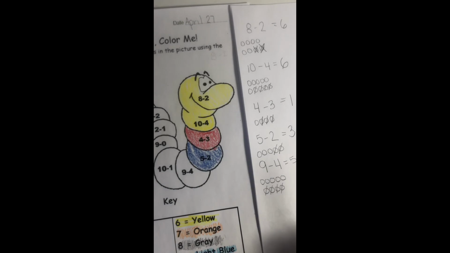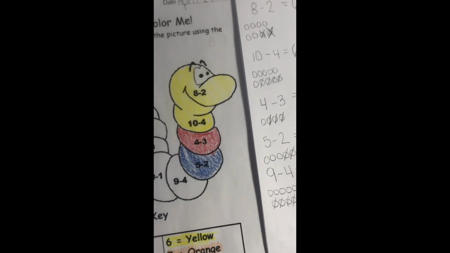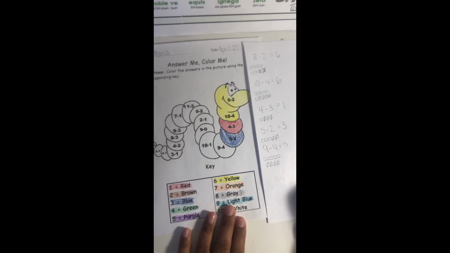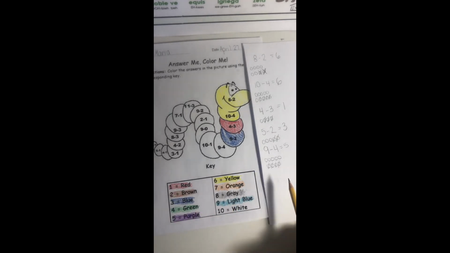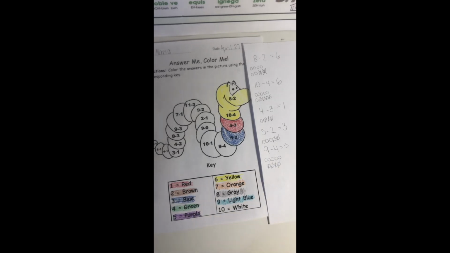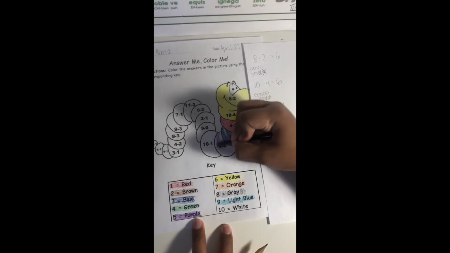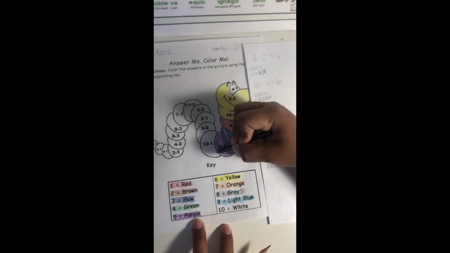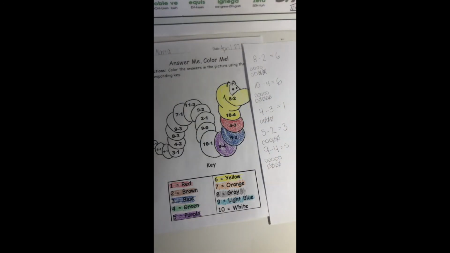So let's go back to our paper. So our answer is 5. So let's go over here. What color is 5? Purple. Let's go over our purple. Okay, perfect.